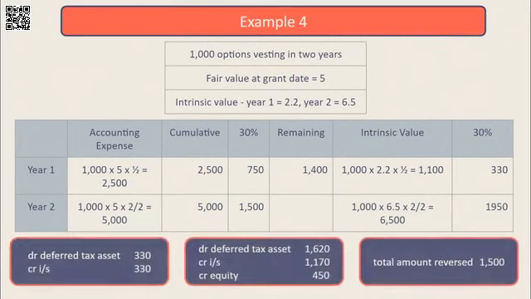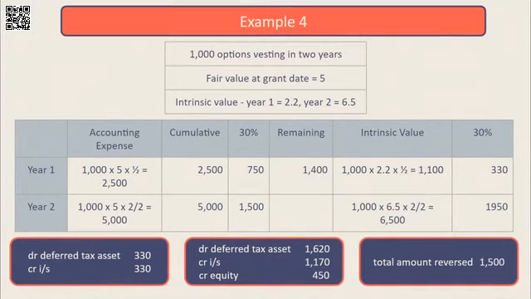This exceeds the cumulative amount of post-tax accounting expense, and therefore the excess will need to be credited to equity. In year 2, therefore, the deferred tax asset needs to increase by 1,620. We can only credit a further 1,170 to the income statement, given that the maximum was 1,500 and we used up 330 of this in year 1. Therefore, the excess of 450 is credited to equity.